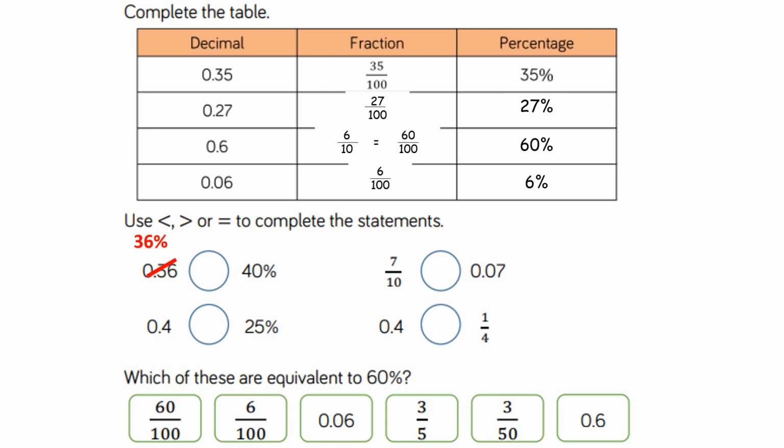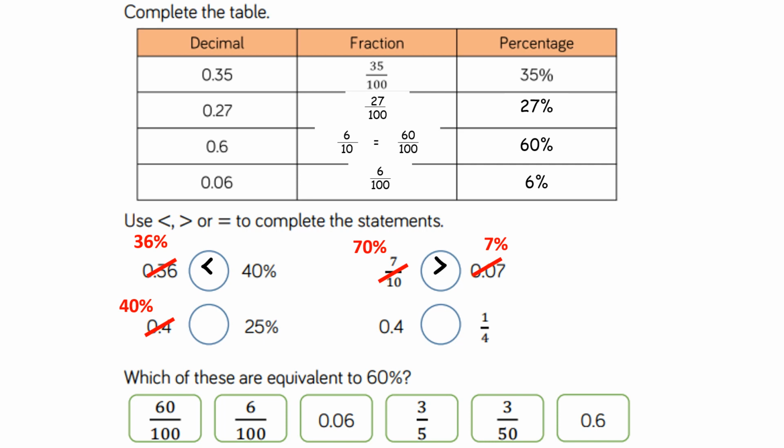Moving on to question 2, we convert our 0.36 to 36% because it's the same as 36 hundredths. Then we can see that 36 is less than 40. Going across, our 7/10, we can convert it into 70 out of 100 and then 70%. And our 0.07 we can see is 7/100, which is 7%. So therefore you can see that 70% is more or greater than 7%.